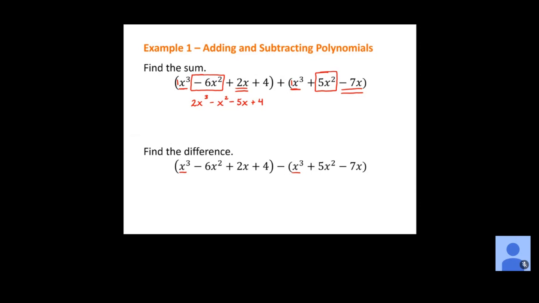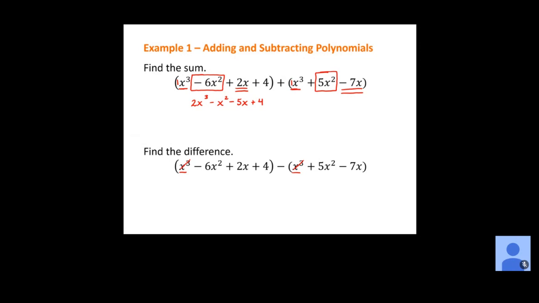What's x cubed minus x cubed? It would be 0, right? Because if I subtract something from itself, they're going to cancel each other out, and so that term just goes away. So this x cubed minus x cubed becomes a 0. Those terms cancel.